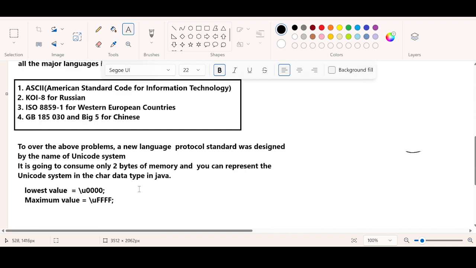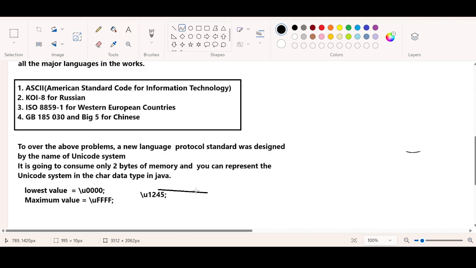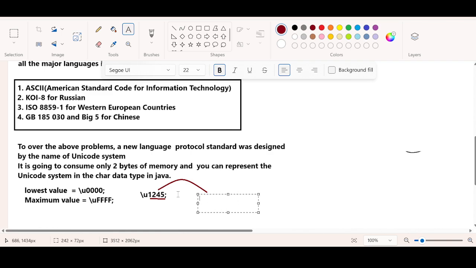When I take this as an example, say I have a Unicode like backward slash u 1, 2, 4, 5, a random number I'm taking here. This 1, 2, 4, 5, the numbers that you see after the letter u, is representing a number called a hexadecimal number. We know what is binary, we know what is decimal. This number is not a decimal number, it is not a binary number, it is a hexadecimal number.